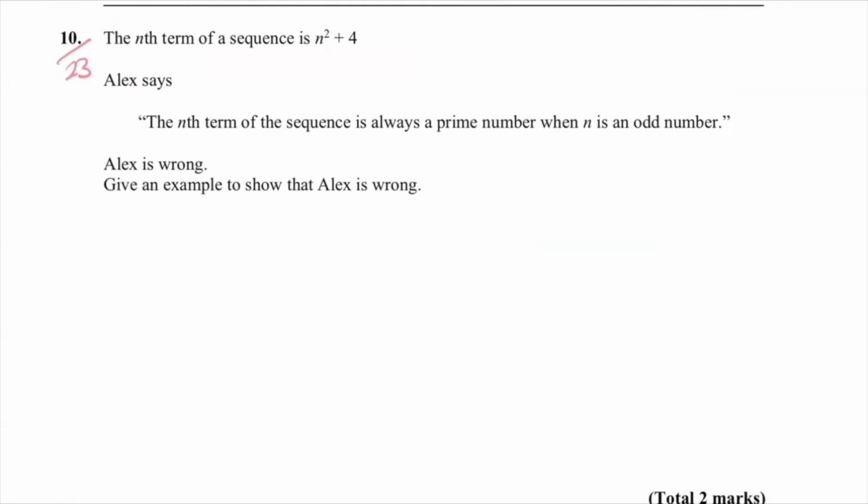Okay, another crossover. We've been given the nth term of the sequence as n squared plus 4. Alex says the nth term of the sequence is always a prime number when n is an odd number. So really clock that, n is going to be odd. Alex is wrong, so that's a fact, and we've got to give an example to show that.